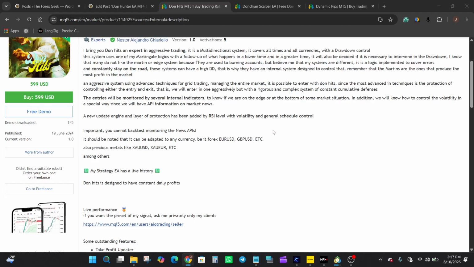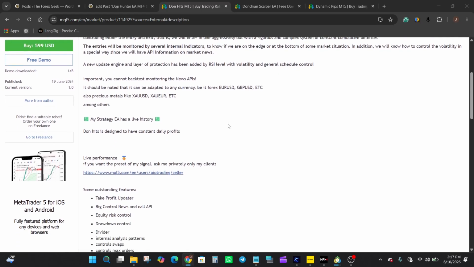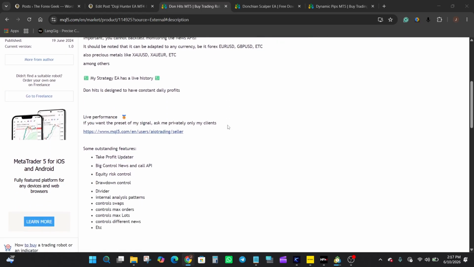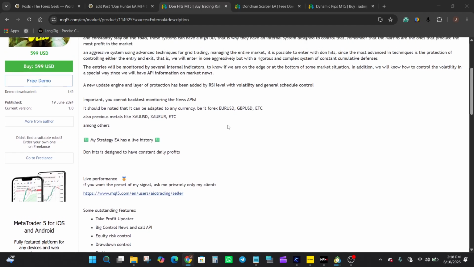The system is said to evaluate market conditions before executing or adjusting trades, including awareness of news related conditions through API data. Now, moving into the features section, the EA includes several controls such as equity risk management, drawdown limits, maximum orders, maximum lot restrictions, and swap management. There is also a take profit updating function and additional protective layers based on RSI levels and volatility conditions.